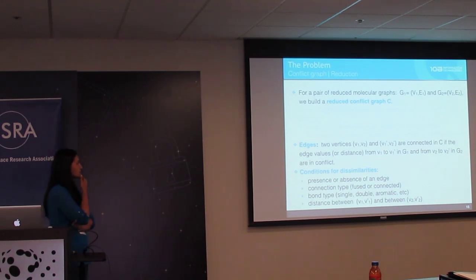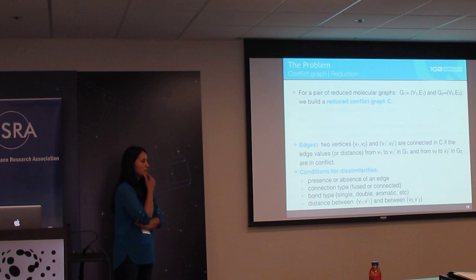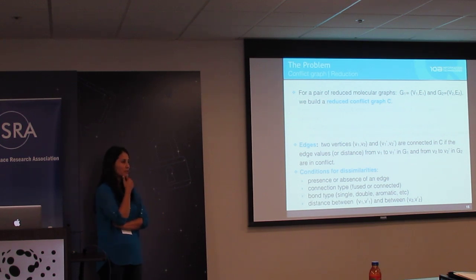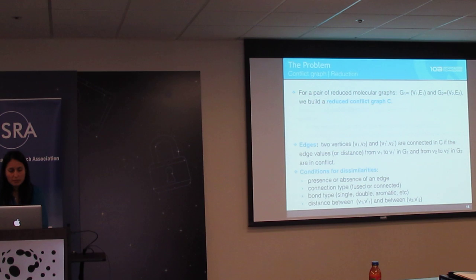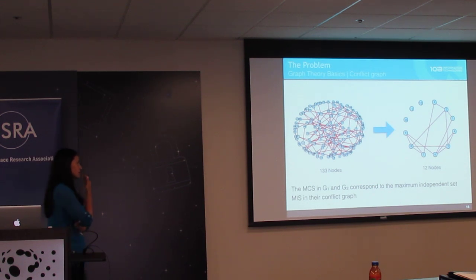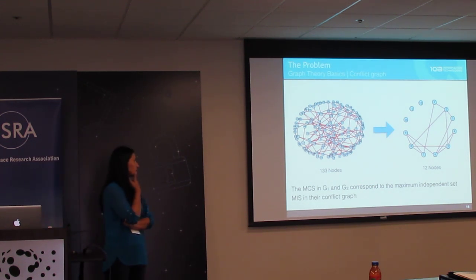And the edges are similar to the previous example that we showed. We just add another condition of dissimilarity, which corresponds to the type of connection, which is different when you are connecting two rings or when you are connecting a single atom. So with this reduction, we go from a graph of 133 nodes to a graph of 12 nodes, which is very good for our application.